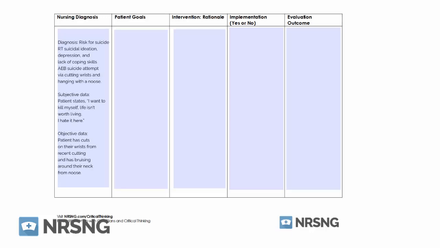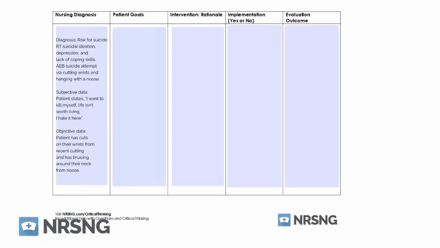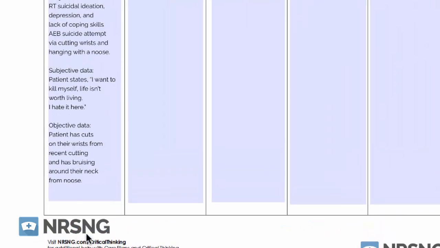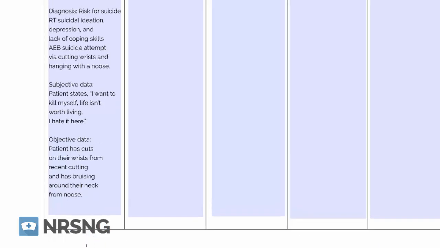So, where do I go with all of this information? We start off by thinking about the obvious thing. This patient is a suicidal patient. We want to be thinking about suicide precautions. So for my nursing diagnosis, and I'm going to zoom in here for you guys, I wrote: risk for suicide related to suicidal ideation, depression, and lack of coping skills, as evidenced by suicide attempt via cutting wrists and hanging with a noose.